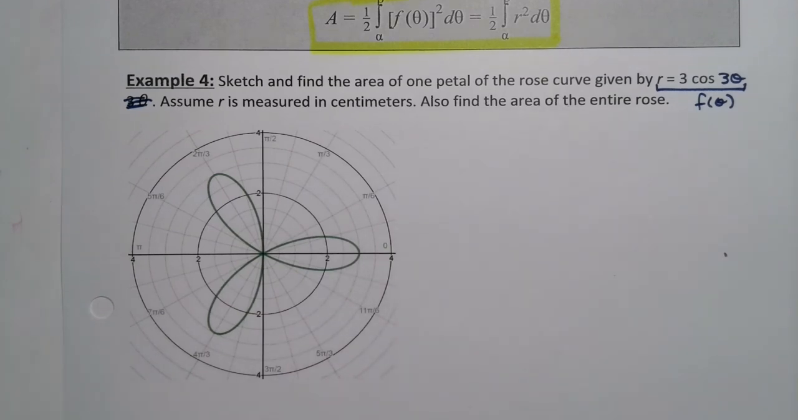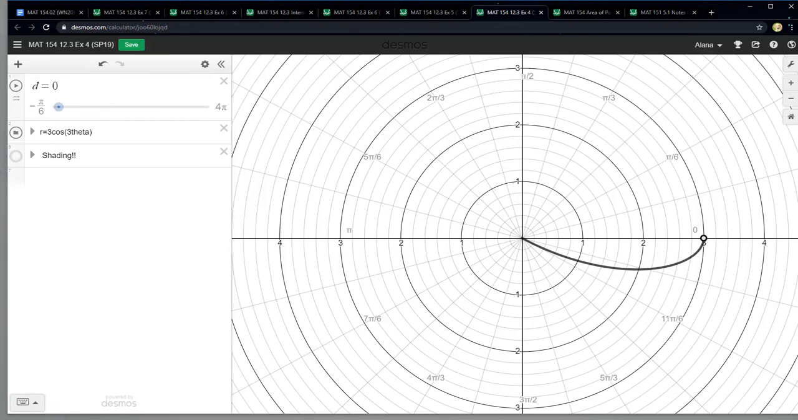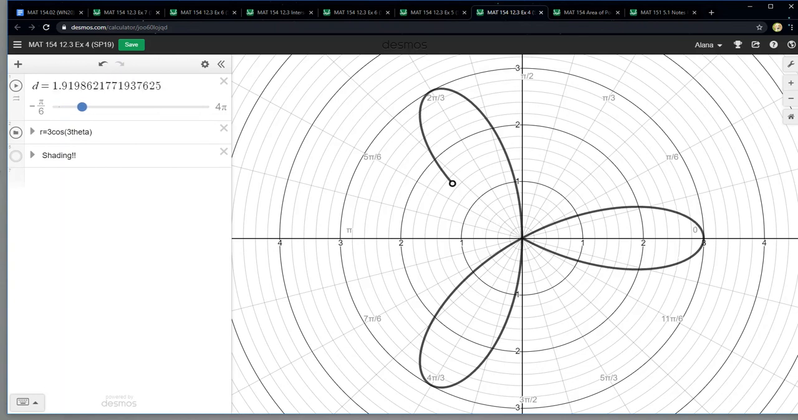Okay, so a couple of things. I need to know the period of this curve because I need to know what I'm going for. So I've got the graph here in Desmos. Technically at negative pi over 6, the picture starts getting drawn. So negative pi over 6 is right here, and then pi over 6 is right there. So I'm ending it at pi over 6. And then it loop-de-loops around and it circles back, right?